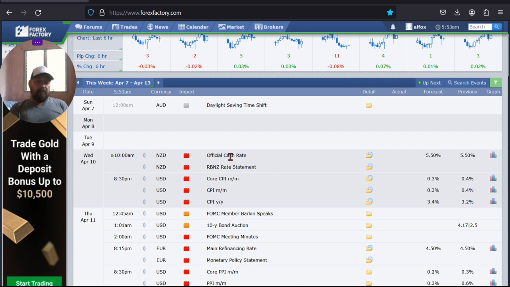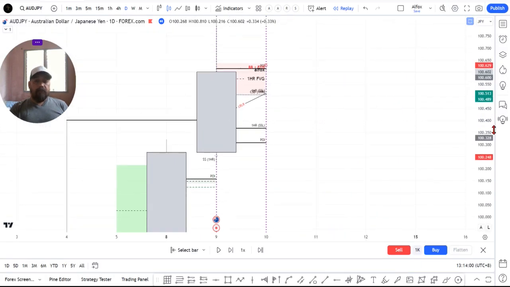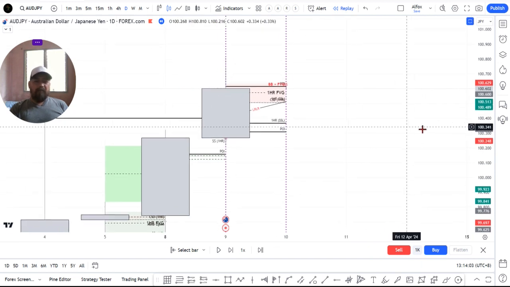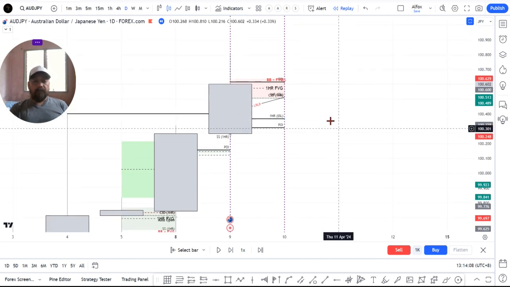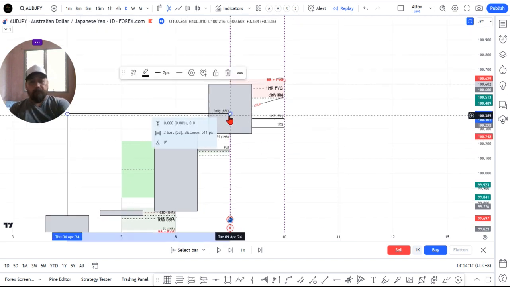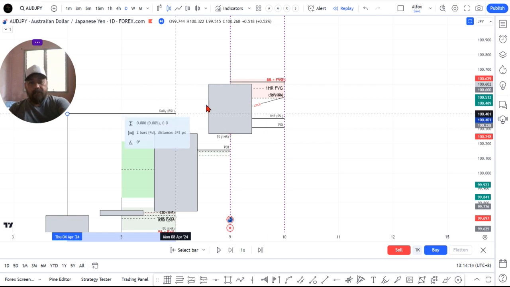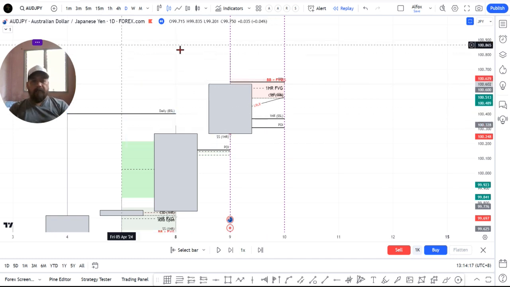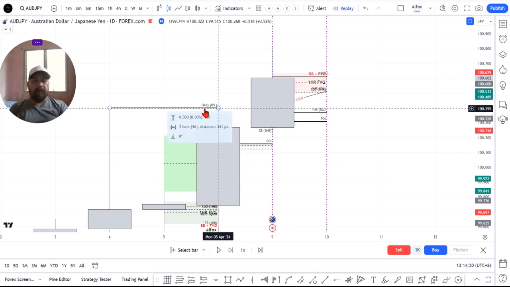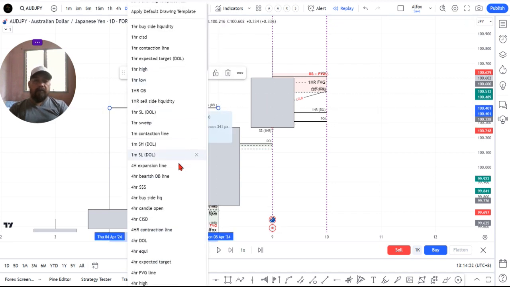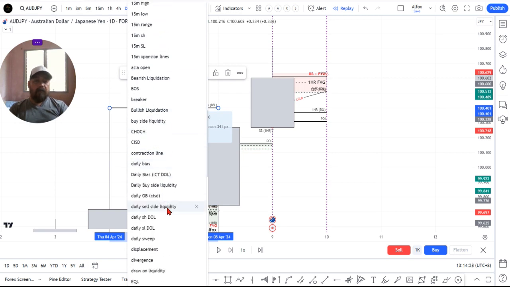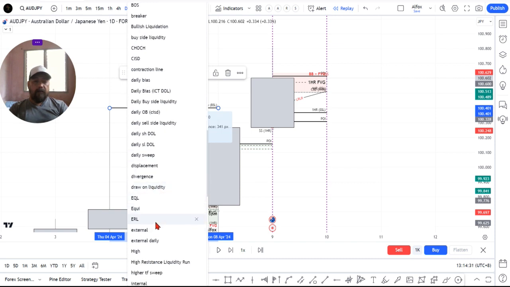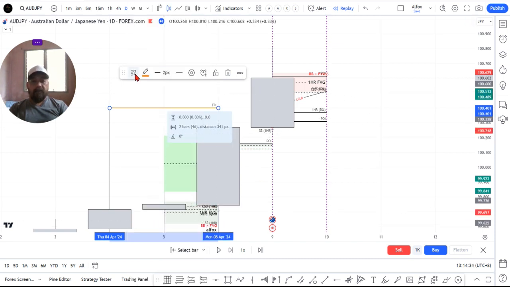Now that I finished checking the calendar, I went back to my chart. I woke up around the same time, 5 a.m. When I woke up, this is what I saw. As you can see, price has already mitigated or swept our daily buy-side liquidity. So now this is our external range liquidity, our ERL. Okay? So now we have our ERL.